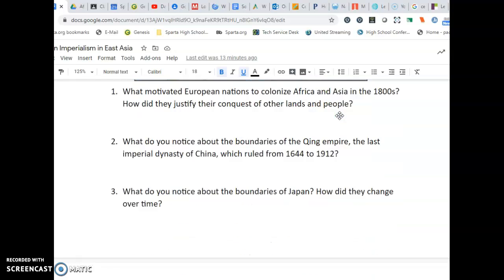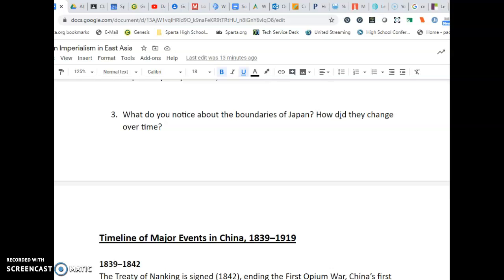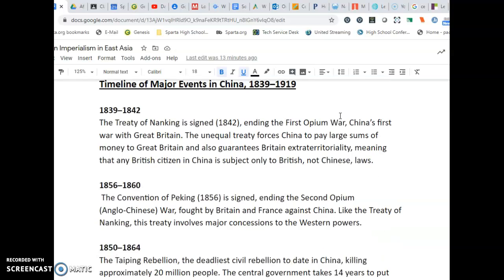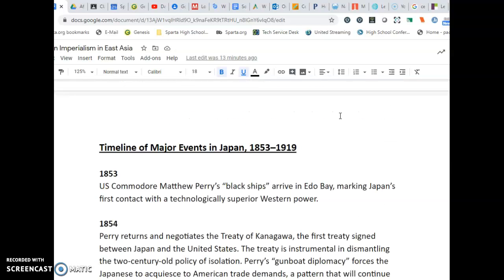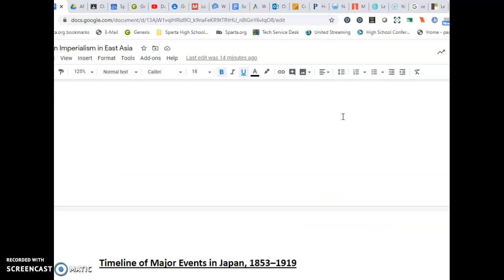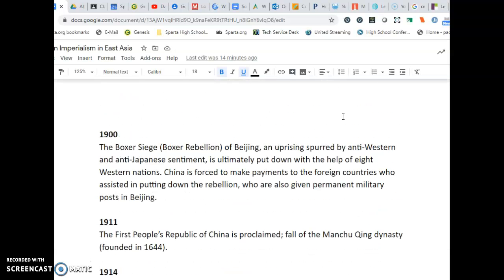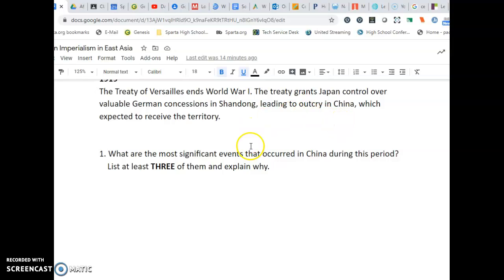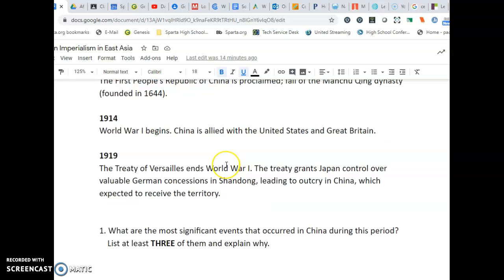Now, what you're also going to be doing in this Google Doc is you're going to be looking at two timelines of major events in China, 1839 through 1919, as well as another timeline regarding Japan, 1853 through 1919. Now, what I would suggest when it comes to looking at this timeline and the accompanying question is to look at the question first before you look at both timelines. For example, when it comes to the timeline regarding China, the question is this: what are the most significant events that occurred in China during this period? List at least 3 of them and explain why. So look at this question, and then you're going to go through the timeline.